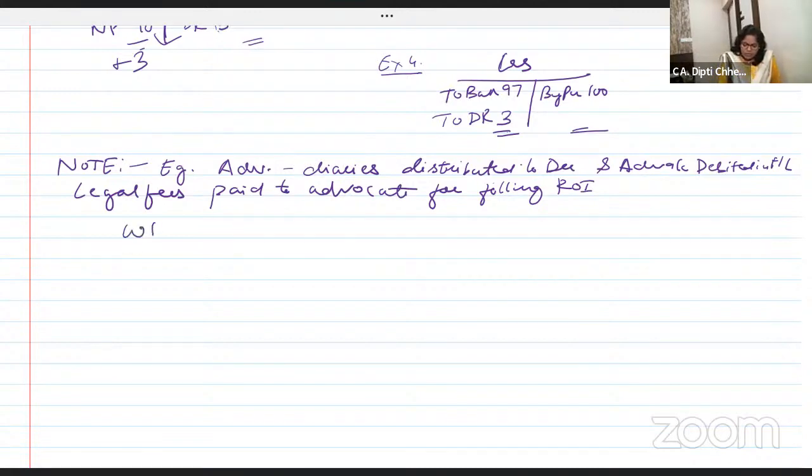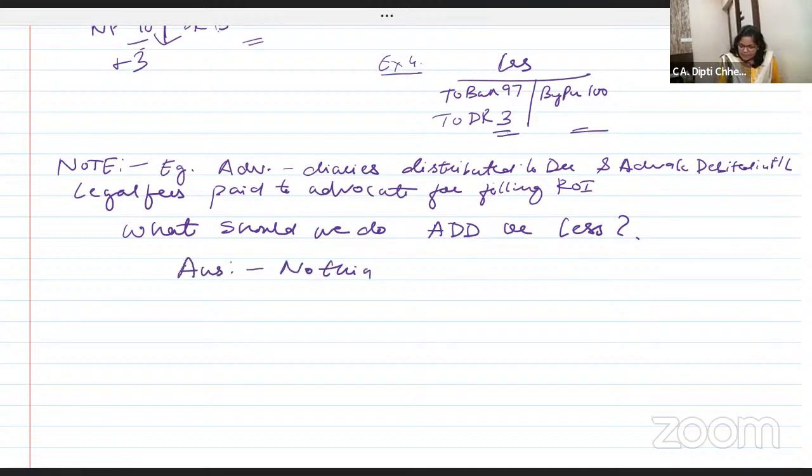So what should we do? Ma'am, ऐसे लिखना है. हाँ, बिल्कुल ऐसे लिखना है. Add or less? Answer is nothing. Nothing means what? Write a note and leave.